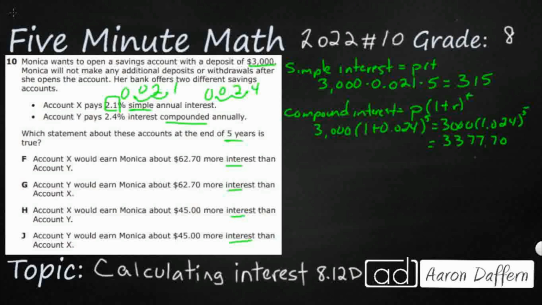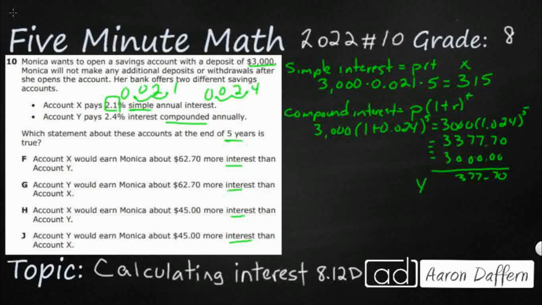All right, now that's the total balance. If we want to figure out the interest, we have to take out the principal. The principal was 3,000, and so we subtract that. So our interest here is $377.70. That's the interest for account Y, and the other was account X.